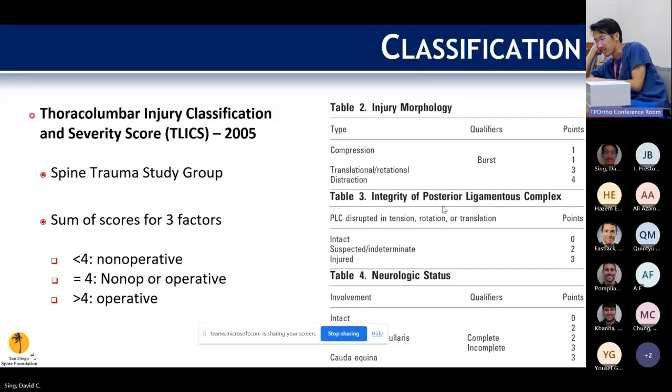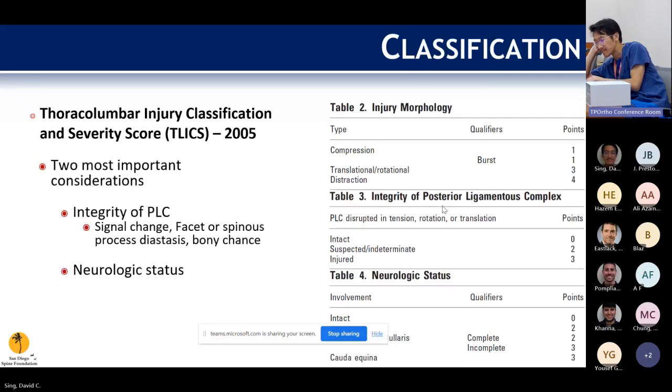The TLICS is probably the most commonly used for guiding treatment, but oftentimes it's exactly 4 points. I think the common situation is you have a burst fracture, which is 1 point, and then possibly a disrupted PLC, or if it's disrupted, that's 3 points, that puts you at 4. So either that or having some mild neurologic deficit with a compression fracture always puts you in between groups. So it comes down to looking at the patient.